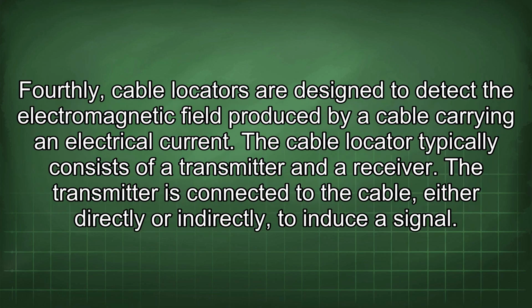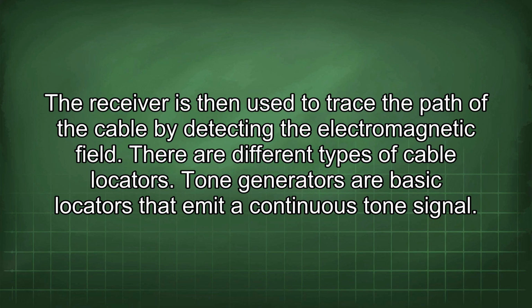Fourthly, cable locators are designed to detect the electromagnetic field produced by a cable carrying an electrical current. The cable locator typically consists of a transmitter and a receiver. The transmitter is connected to the cable, either directly or indirectly, to induce a signal. The receiver is then used to trace the path of the cable by detecting the electromagnetic field.